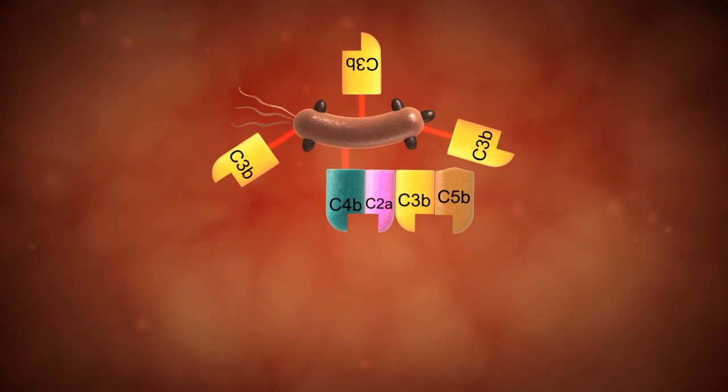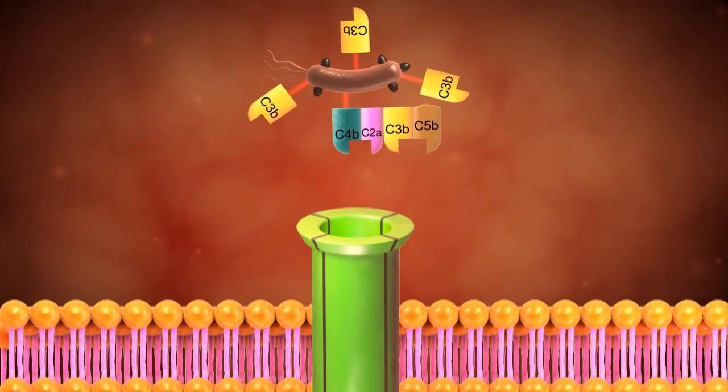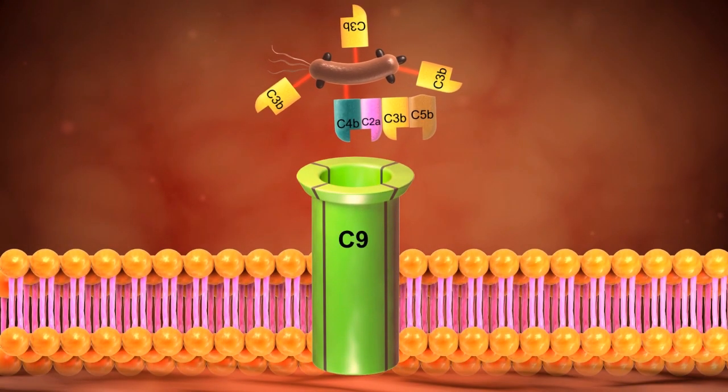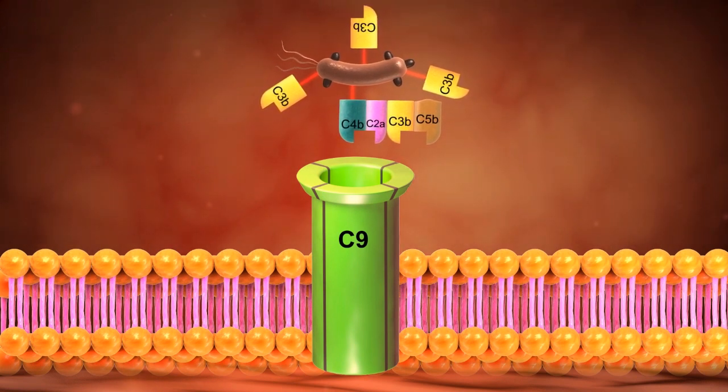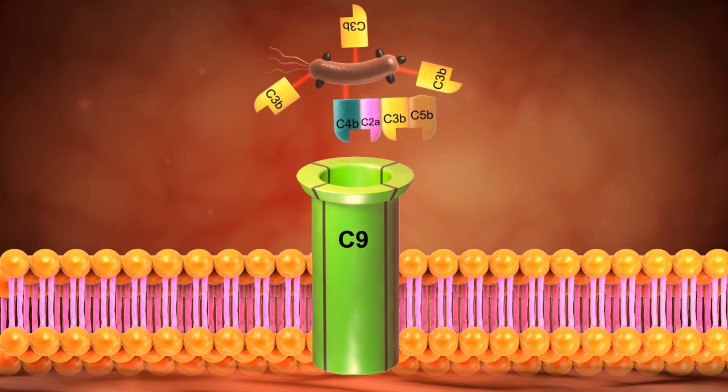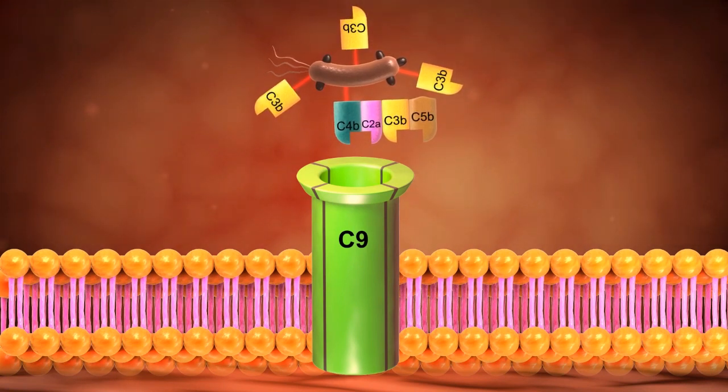C3b initiates the late steps of complement activation, culminating in the formation of a multi-protein complex called the membrane attack complex, which includes C5b, C6, C7, C8, and C9, and causes lysis of thin-walled microbes.